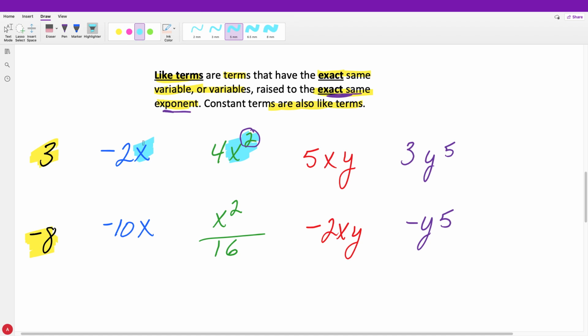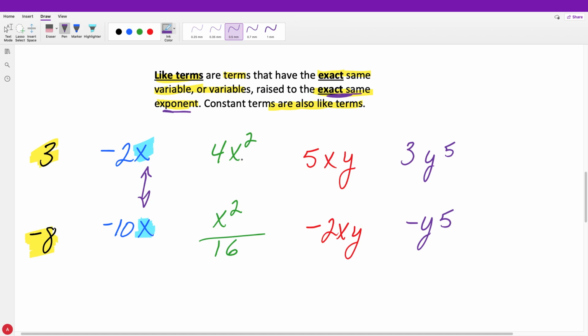All right, so if we look down here, I see we have a -10x. Well, this -10x is a like term to our -2x because our variables are exactly the same. They're both a variable of x, and they're both being raised to the first power. The coefficients don't need to be the same, and in the next video we'll learn what we do with those coefficients when we combine our like terms. But in order to identify that they're like terms, the variables must match exactly. So in this case, they both are just an x being raised to the first power.